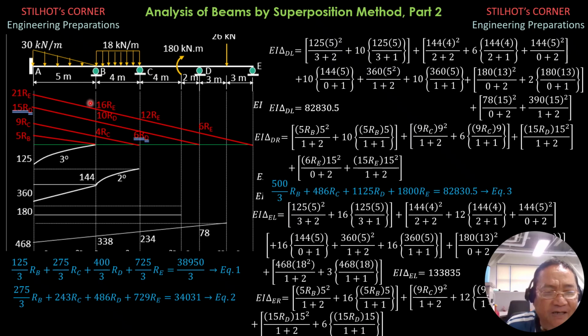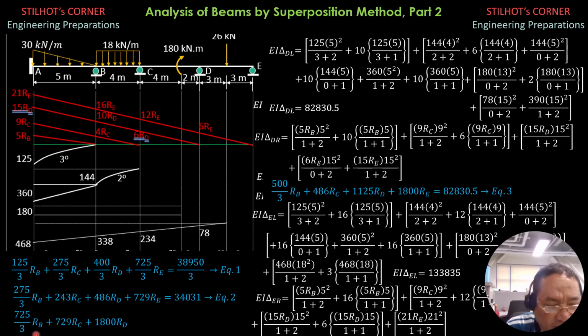And finally, for RE, is the moment diagram. So it is moment at total 21 RE, length 21. So 21 RE, 21 square over first degree plus 2. Simplifying and equating it to 133835. So the fourth and final equation would be 22725 over 3 RB plus 729 RC plus 1800 RD plus 3087 RE equals 133835.